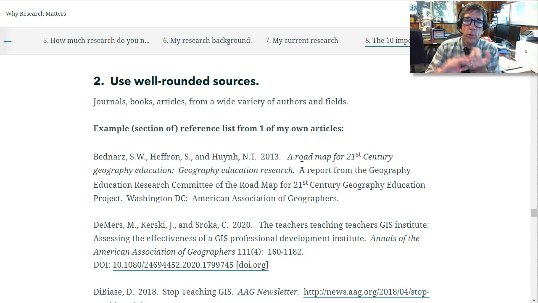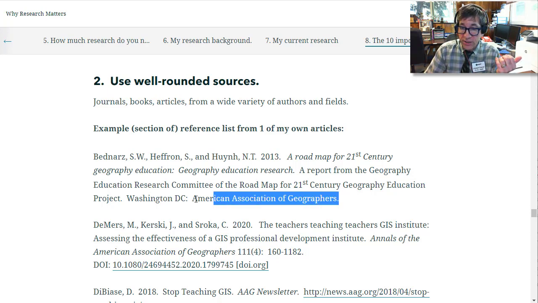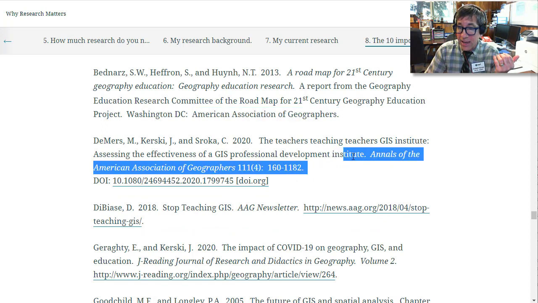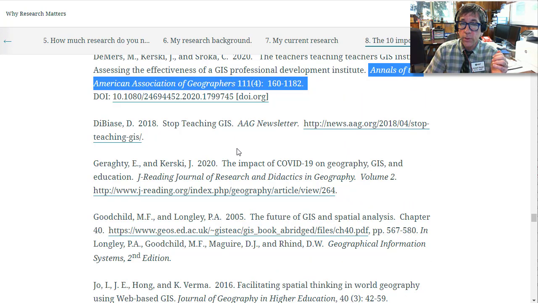Use journals, books, articles from a wide variety of authors and fields. So here's an example of a reference list from one of my own articles. You can see here I've got this report from an association as one of my references. I've got an article in the Annals that I actually co-wrote, so it's okay to cite yourself as you go forward in your career. You're going to have more things to cite, including your own.